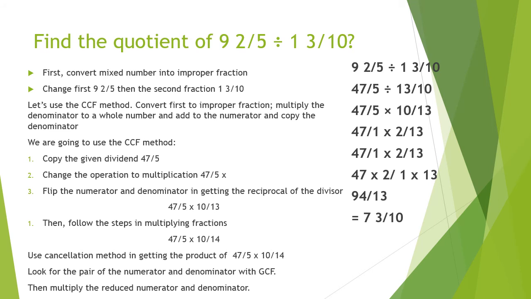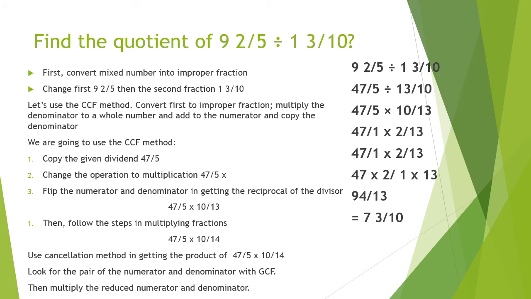Now we have 47 over 5 divided by 13 over 10. To divide fraction, we write the division as a related multiplication in which we multiply the dividend by the reciprocal of the divisor. Let's follow the CCF method. Step 1, copy the dividend 47 over 5. Step 2, change the operation to multiplication. Step 3, flip the numerator and the denominator. 13 over 10 becomes 10 over 13. Then follow the steps in multiplying fraction. We have 47 over 5 times 10 over 13.